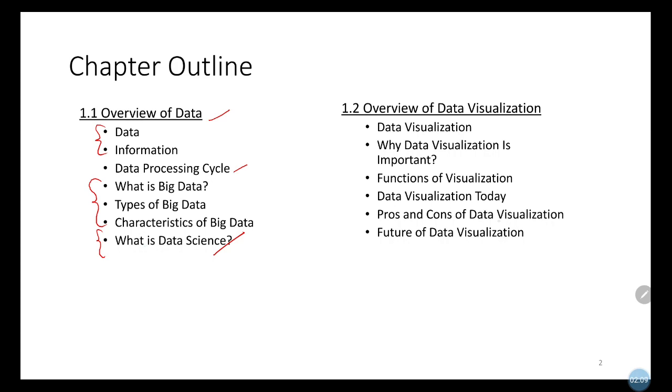And the second part is overview of data visualization. We're going to learn the definition of data visualization, and we want to know why it is very important. And then also we want to know the functions of visualization, and how we see data visualization today. And then what are the pros and cons, or the advantages and disadvantages of data visualization, and also the future of data visualization.